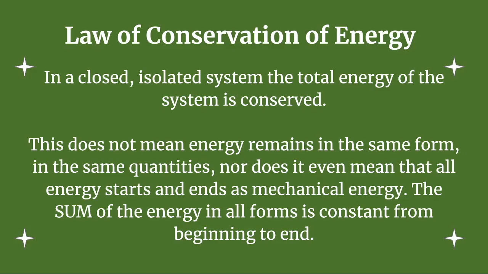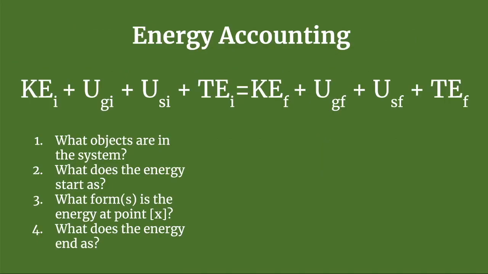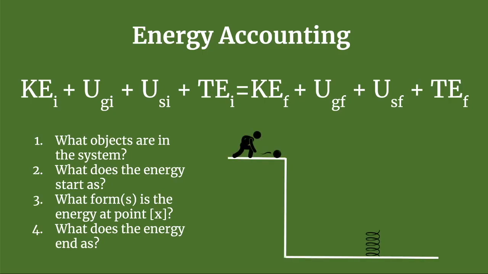This brings us into energy accounting. This is the equation equivalent of what I just said. The sum of all forms of energy initial should equal the sum of all forms of energy final. If we look at this example and these equations, we realize that in every stage we can track the forms of energy present. The man does some initial amount of work on the ball to give it kinetic energy, both translational and rotational because it is rolling.